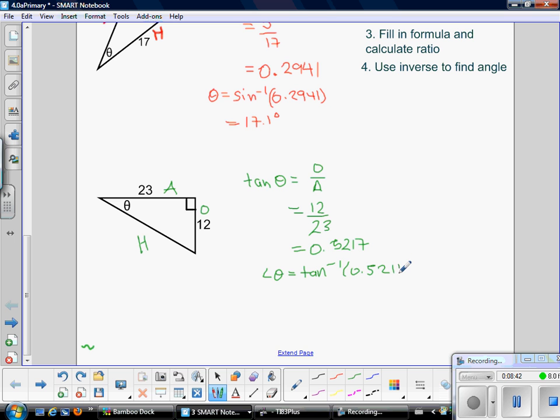And when I do that, I end up with approximately 27.6 degrees. Okay, so that's SOHCAHTOA. A few questions for you to do in class. However, feel free to watch part B or even part B and C.